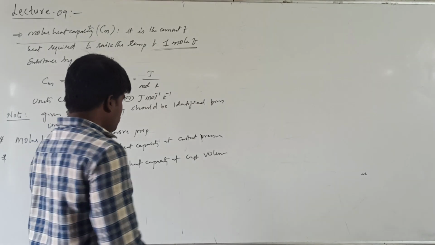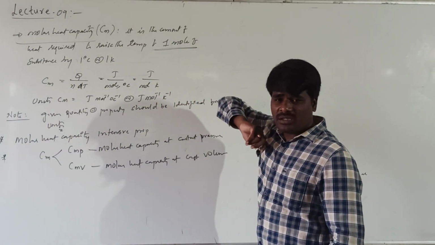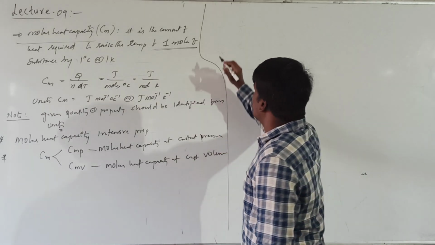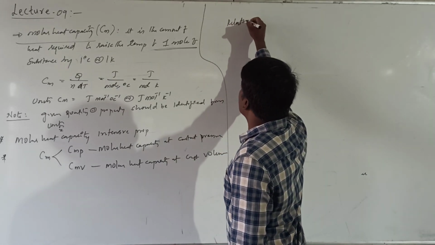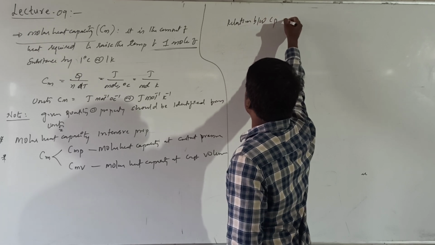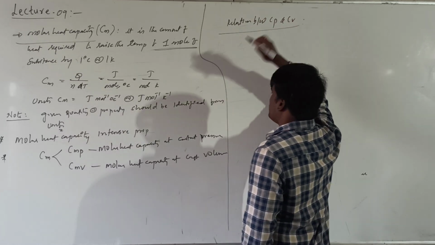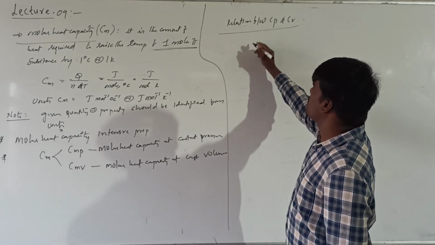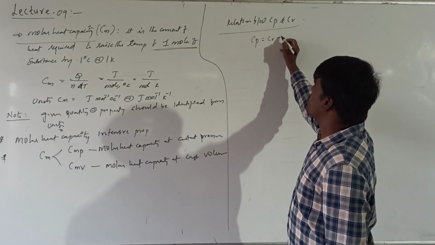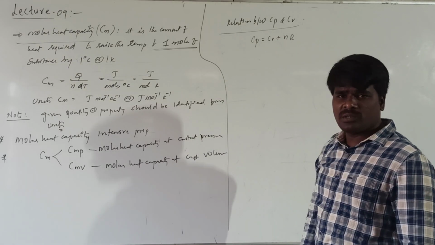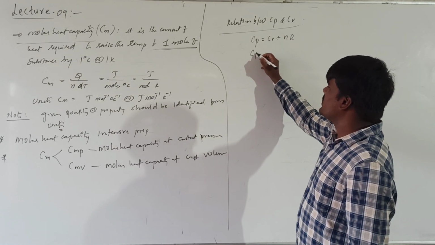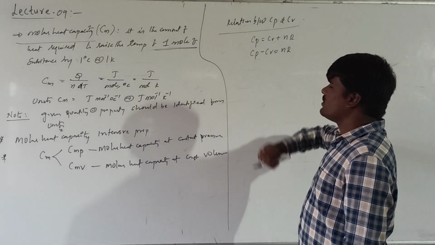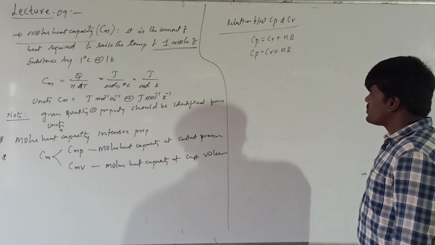Okay, now this is about the molar heat capacities. Now let us see the relation between Cp and Cv. We already derived the relation between Cp and Cv in the heat capacity. What was the equation? Cp is equal to Cv plus nR. This is for n moles. From this we can write Cp minus Cv will be equal to nR. This is for n moles of the gas.